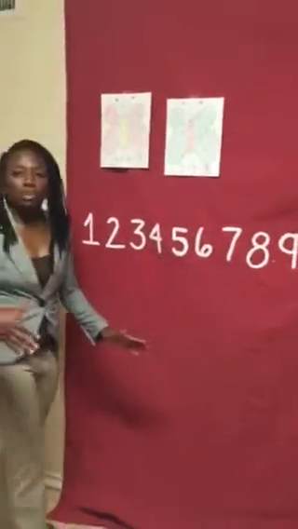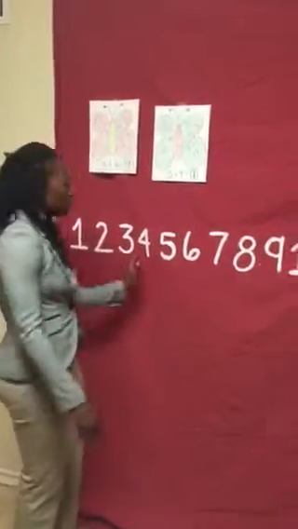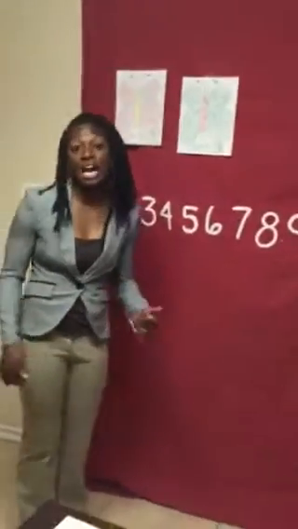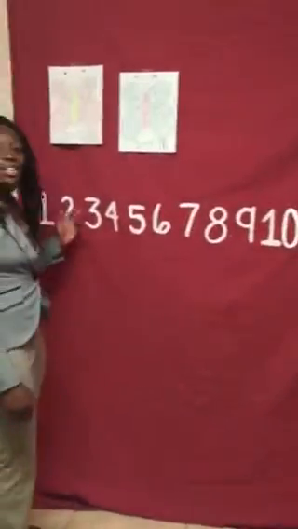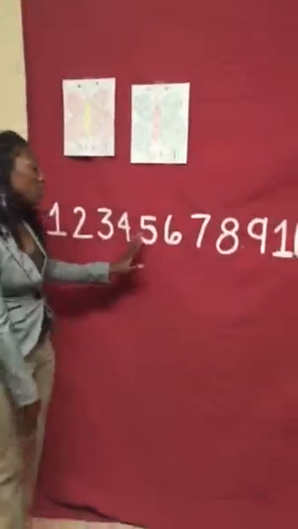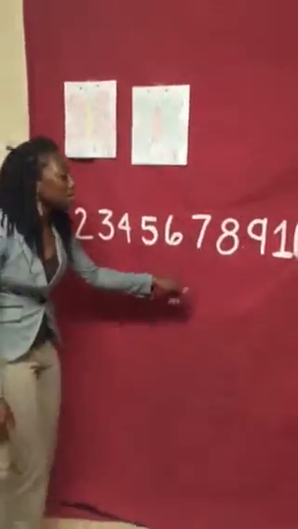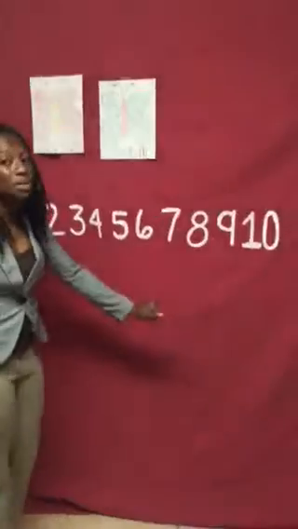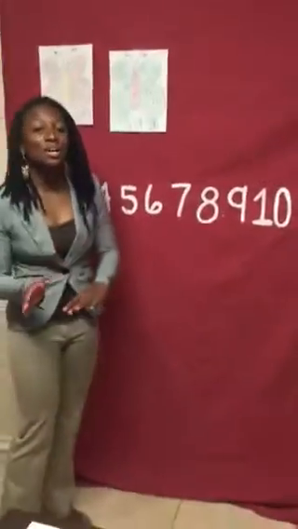So I would also have a student come up and, point to the numbers as we all sing as a group. So 1 little, 2 little, 3 little numbers, 4 little, 5 little, 6 little numbers, 7 little, 8 little, 9 little numbers, 10 little numbers.